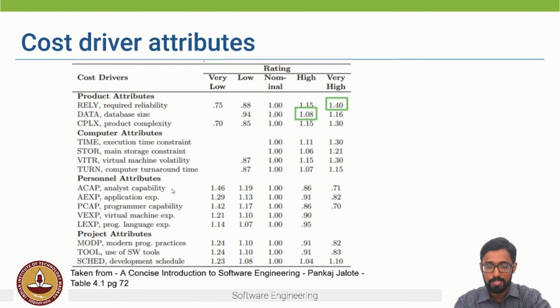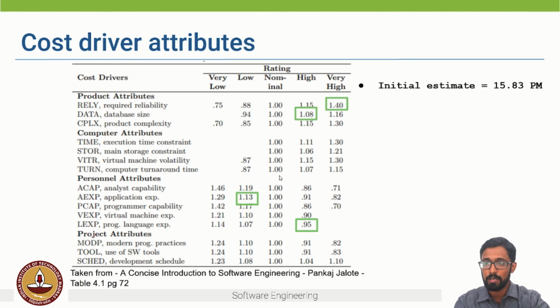Now, if we look at some personnel attributes, let's say the application experience of my team is low, right? So I will choose this as 1.13, which is higher than if it is very high. And let's say my team has good programming language experience, so I rate it as high, right? The multiplying factors for all 15 cost drivers are multiplied to get the effort adjustment factor, right? In this case, I'm just taking 4 drivers for simplicity.